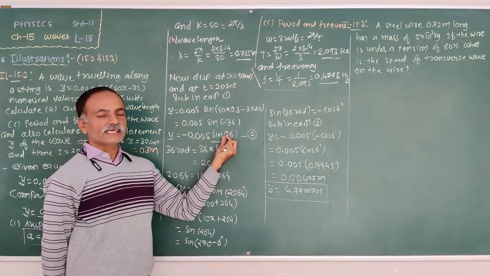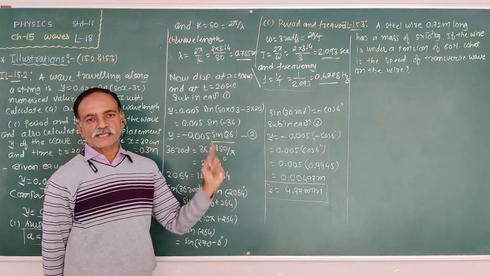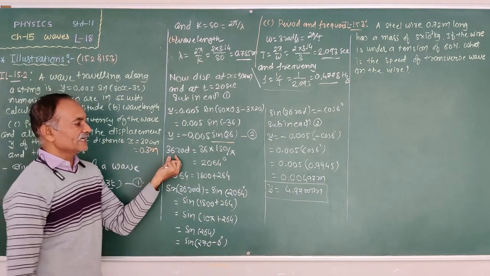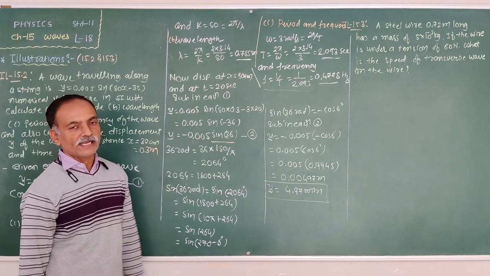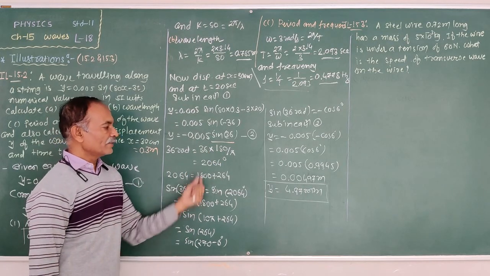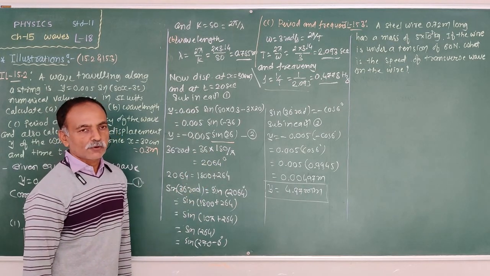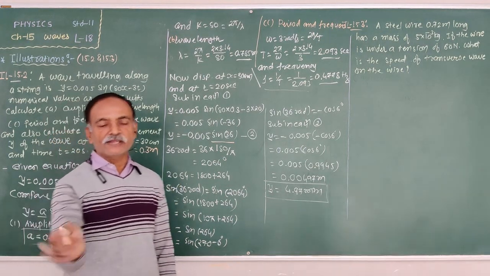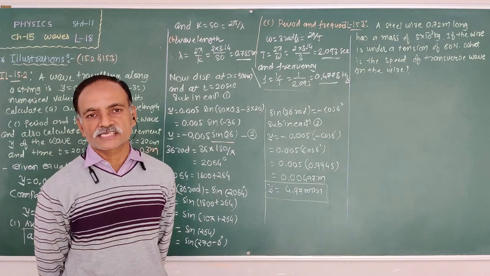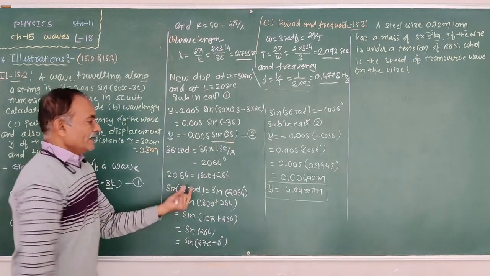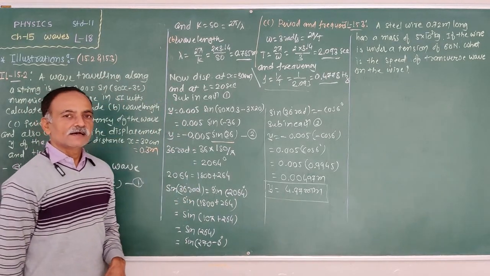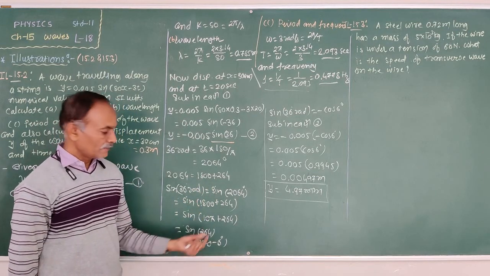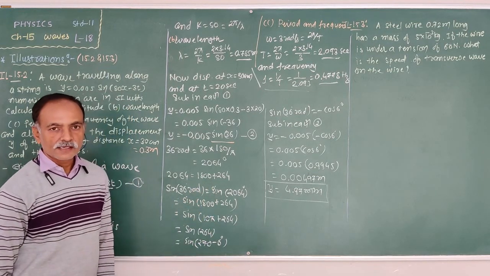Here 36 is in radian. We have to convert it into degree. For that purpose, 36 radian is equal to 36 into 180 upon pi. Therefore, we obtain 2064 degree. Now, 2064 degree, we divide in two parts, 1800 plus 264. Now, this 1800 we can take this way as 10 pi, plus 264.